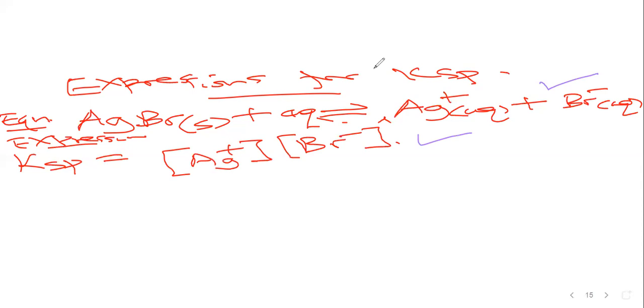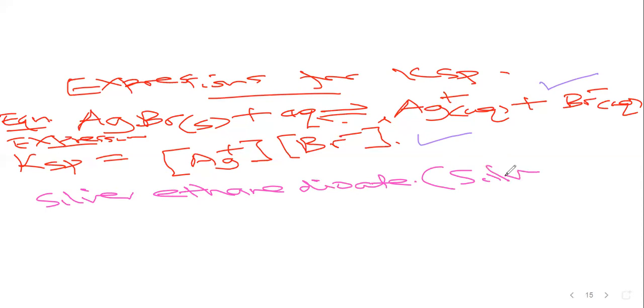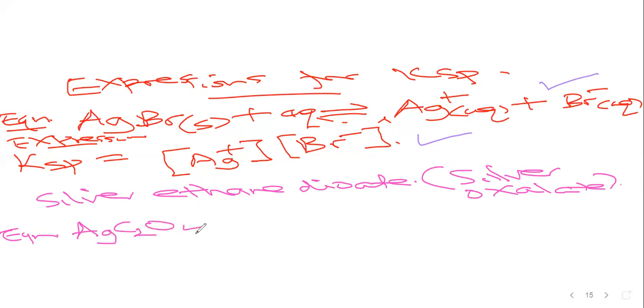That equation is 1 mark and that one. If I consider another sparingly soluble electrolyte, for example, silver ethane dioate, sometimes called silver oxalate, its equation will be, you should know the formula, silver C2O4. But remember, the oxalate ion has a charge of -2. So this formula is not correct. You must be very careful here. What do we do to make it correct?